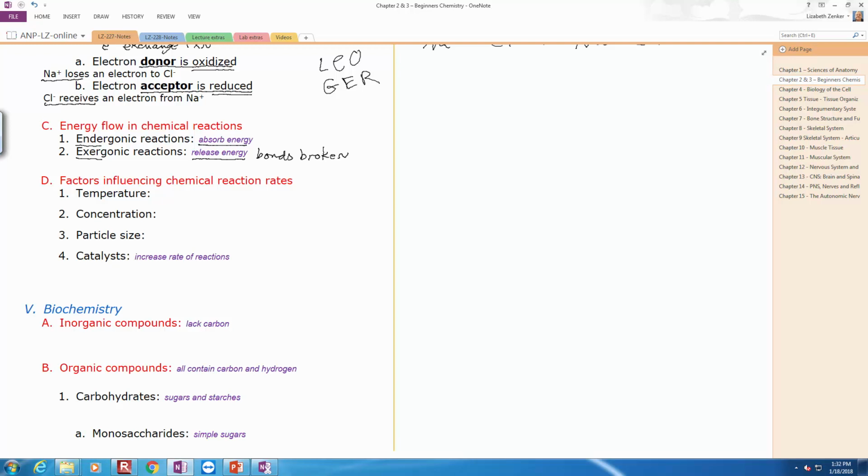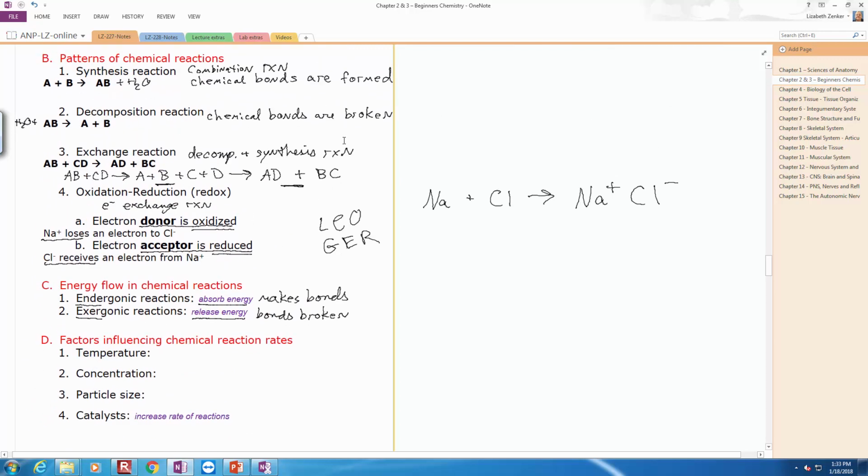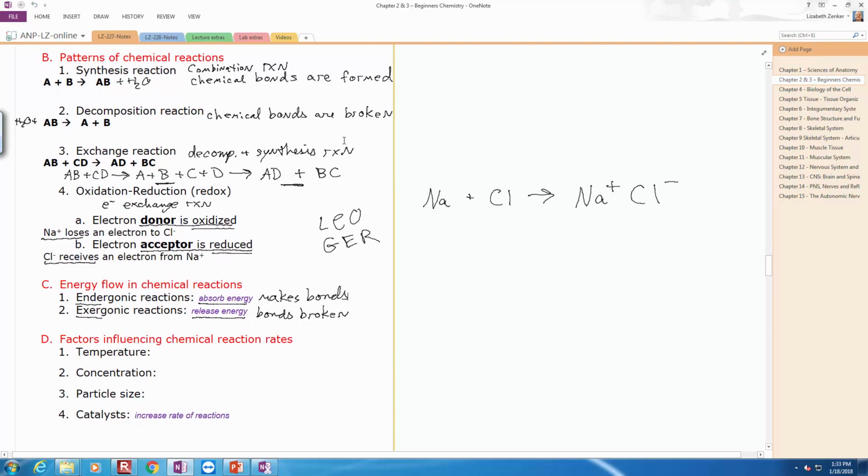So all synthesis reactions are endergonic. All breakdown reactions are going to be exergonic. Okay? So I'm going to put endergonic means makes bonds. So you can go back up to these reactions we talked about here. Synthesis reaction, dehydration synthesis would be endergonic or exergonic?